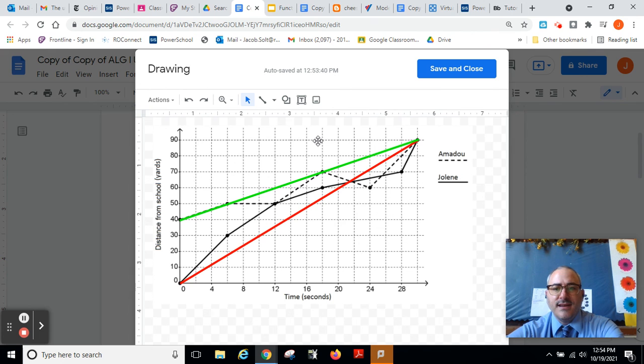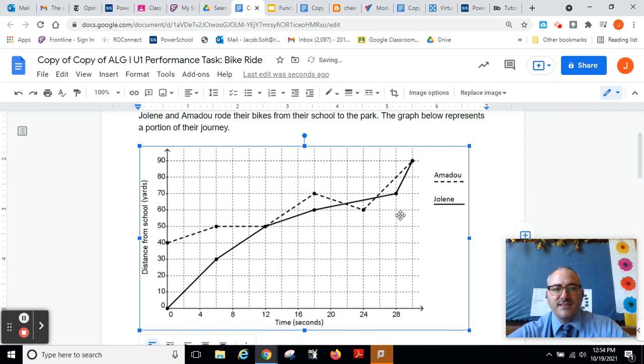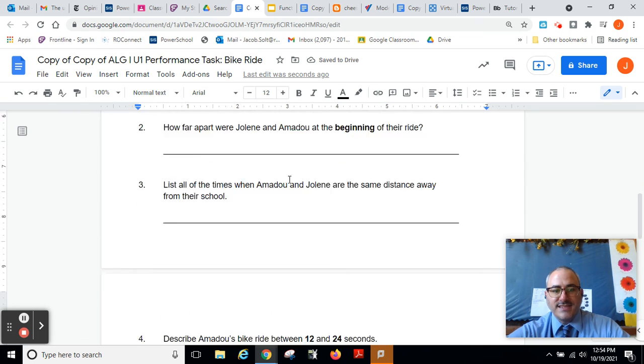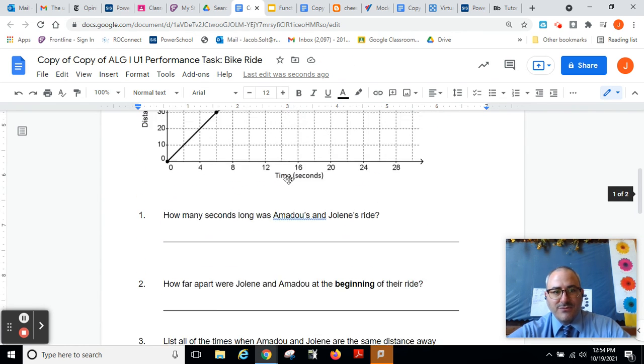All right. And I do not want to save and close, or maybe I do want to save and close. And then I'm going to undo what I just did. There we go. I undid what I just did. And that's it. That's the whole assignment. That's what we're doing today.